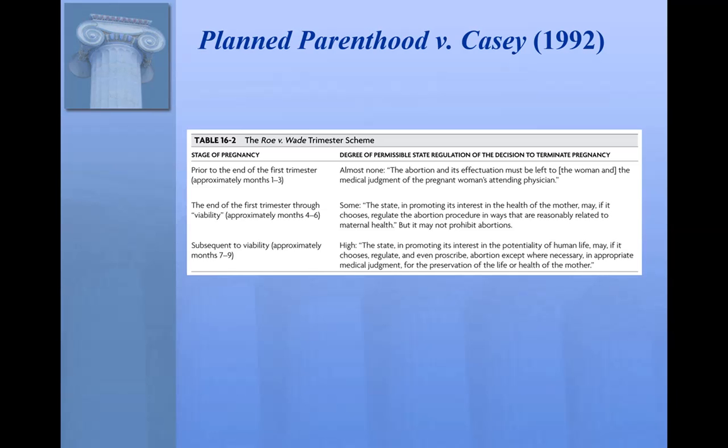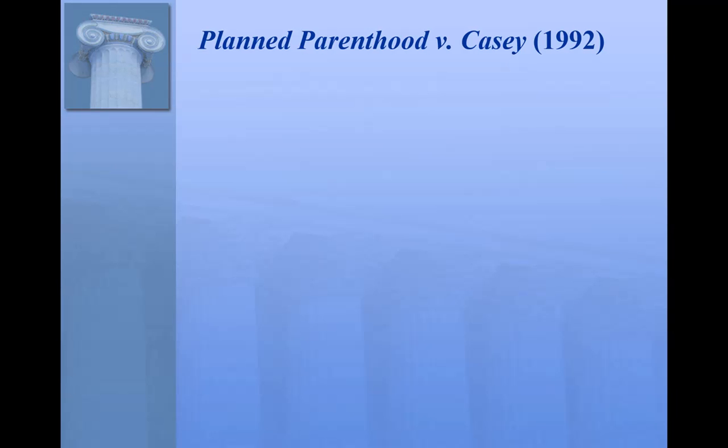is a moving target and that a rigid trimester framework simply will not work to help decide when the state's interest in life begins and when the mother's interest in obtaining an abortion ends. It's just impossible to nail it down with a rigid trimester framework, and the court says we have to find something else. So it substitutes for the Roe trimester framework what's called the undue burden test.